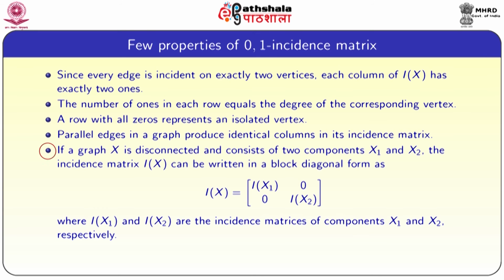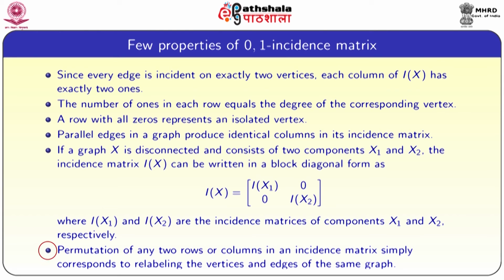If a graph X is disconnected and consists of two components X1 and X2, the incidence matrix I of X can be written in block diagonal form as I of X equal to I of X1, 0, 0, I of X2, where I of X1 and I of X2 are incidence matrices of components X1 and X2 respectively. Permutation of any two rows or columns in the incidence matrix simply corresponds to relabeling the vertices and edges of the same graph.